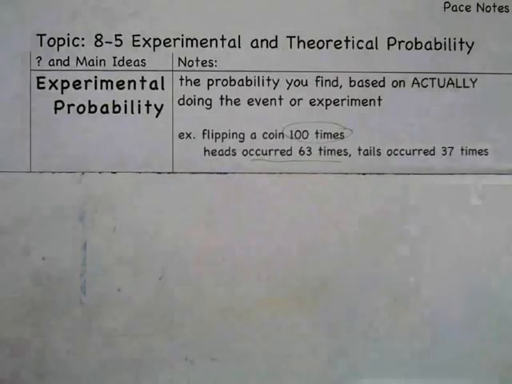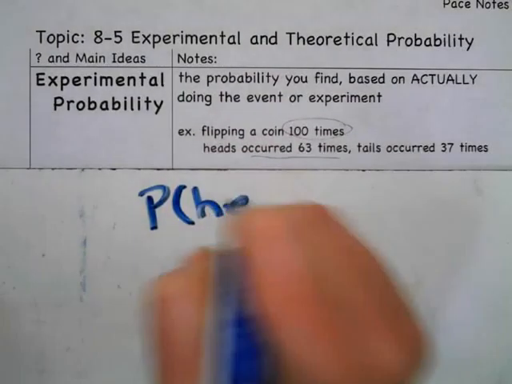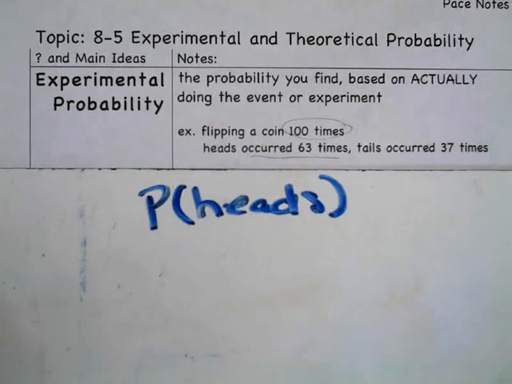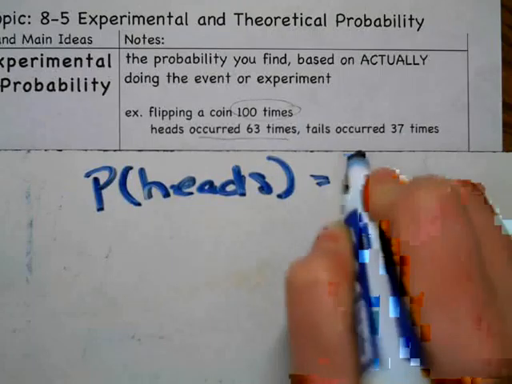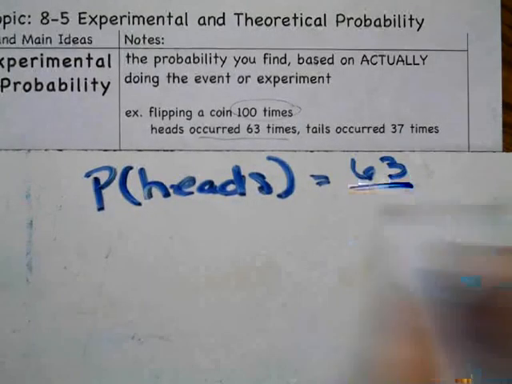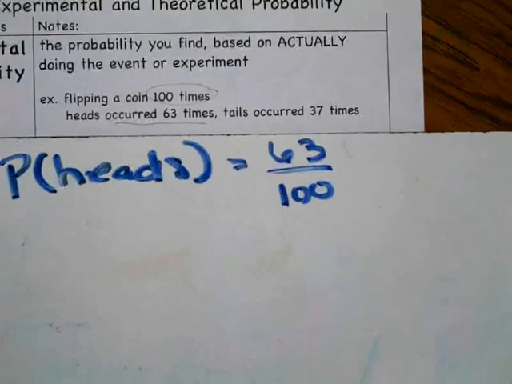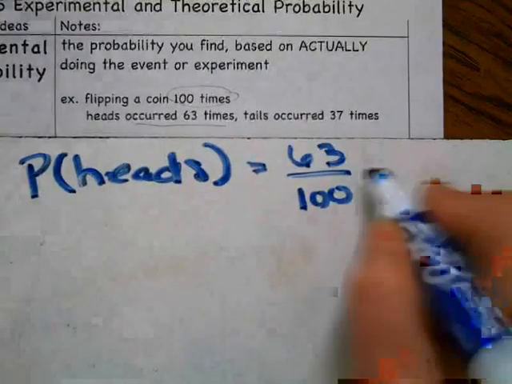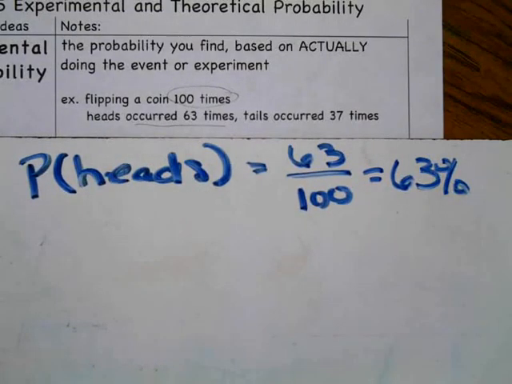Well, the experimental probability of heads is the number of times it landed on heads over the number of tosses. Anytime I see a fraction over 100, I like to change that to a percent. So our probability is 63% that we're going to land on heads.